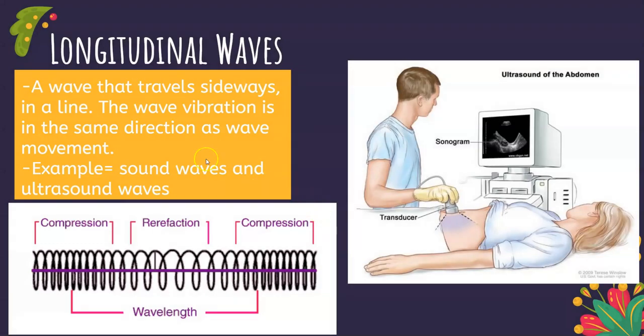So let's go backwards. Longitudinal wave is a wave that travels sideways in a line. A wave vibration is the same direction as the wave movement. So if you were to line up in single file behind 20 other people and the back person pushes the next person and you each push each other, your hand motion is going to be pushing that person. Your hands are moving side to side and the wave is moving side to side. So sound waves look like this. You can see that here. This is one example.